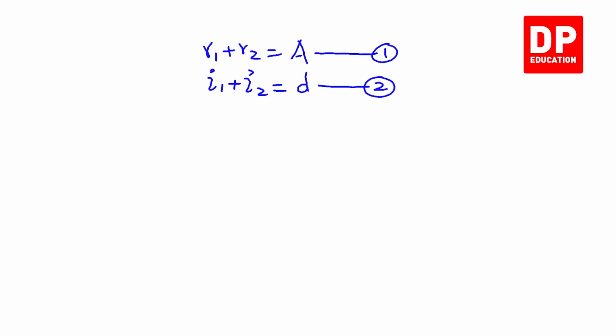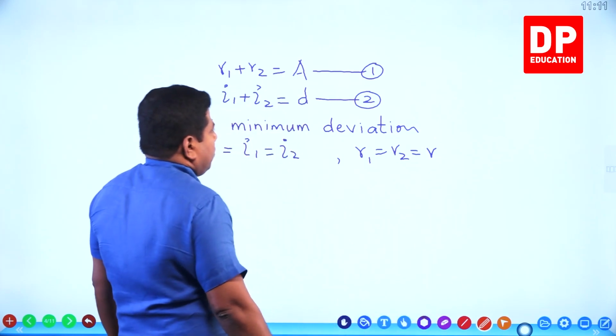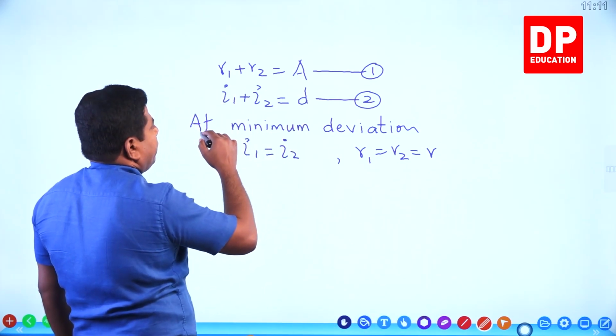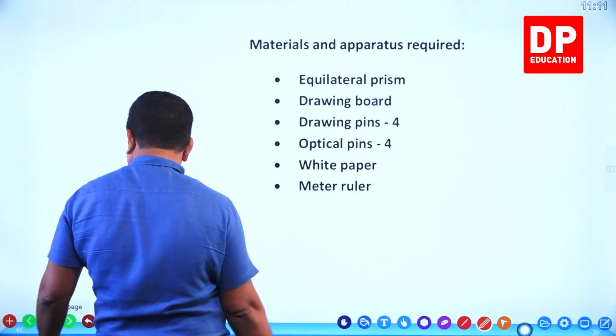I have already written R1 plus R2 equals A. First one. I1 plus I2 equals D plus A. Second one. Now I have shown you at minimum deviation, I1 is equal to I2, R1 is equal to R2. Right. Let's substitute here. Careful, I1 plus I2, what we had? I1 plus I2, D plus A, isn't it? D plus A.